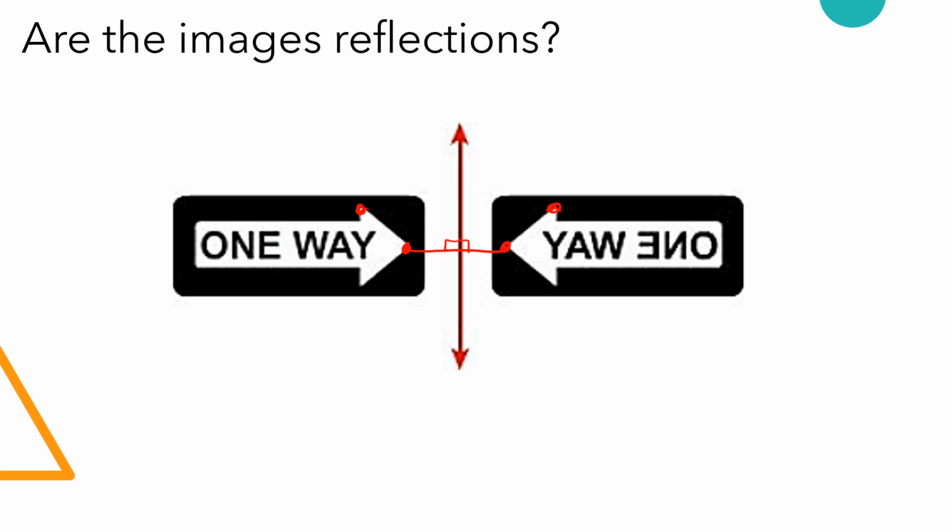Again, if I focus on this, they are the same distance, and again, my lines are not the greatest. They are the same distance away, they are perpendicular, and that goes for every single point here. So yes, these two images would be reflections. We are taking the one and we are flipping it over the line of reflection.